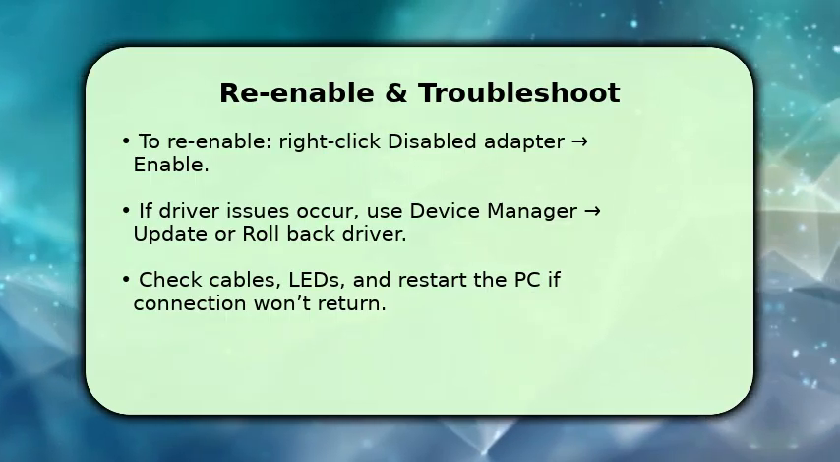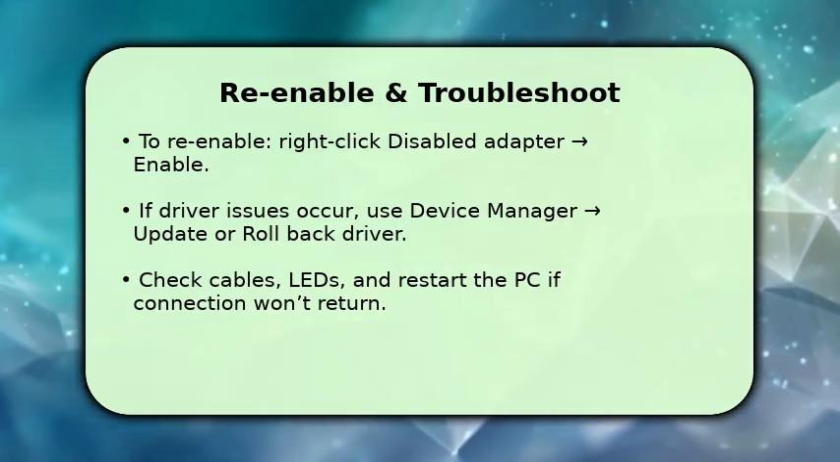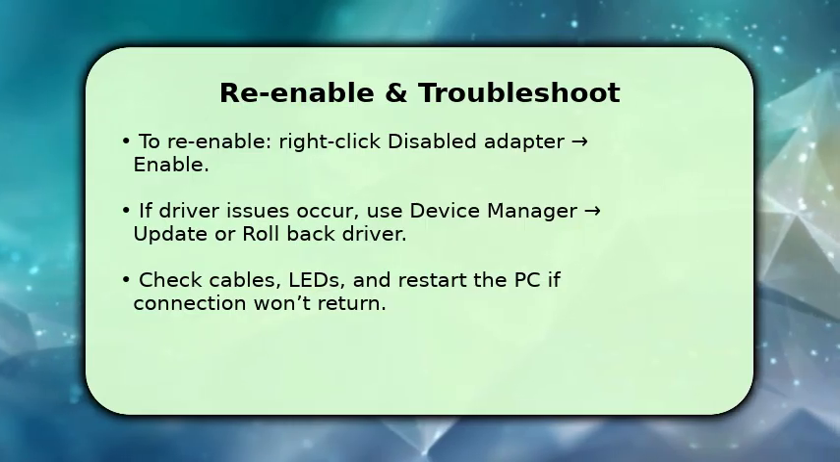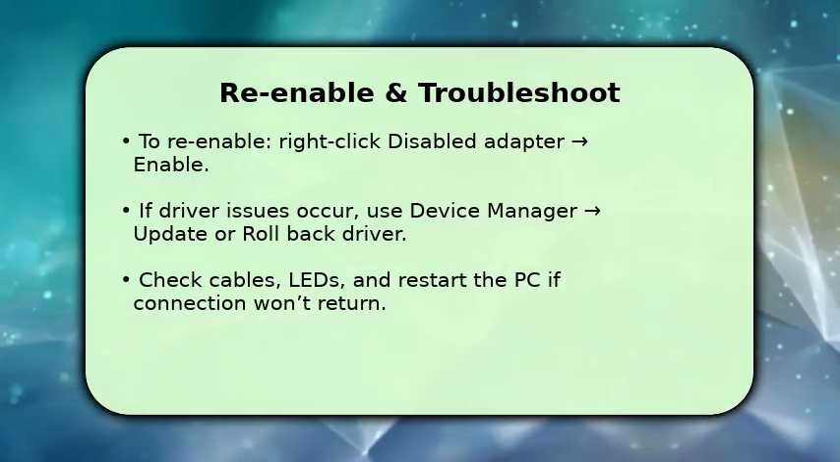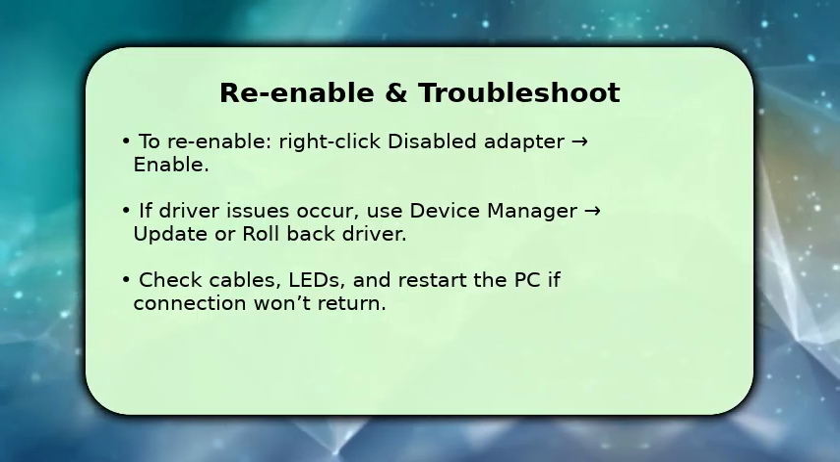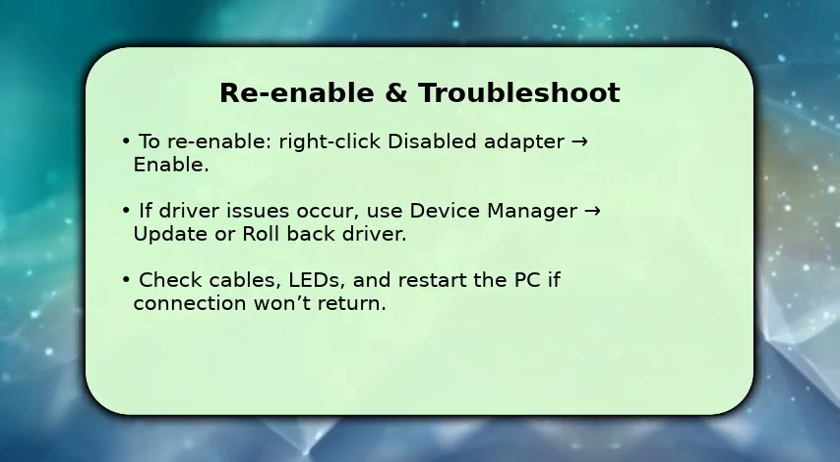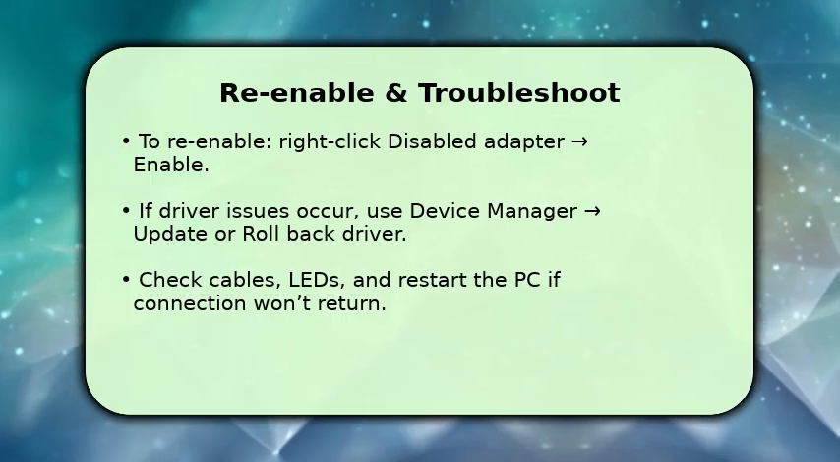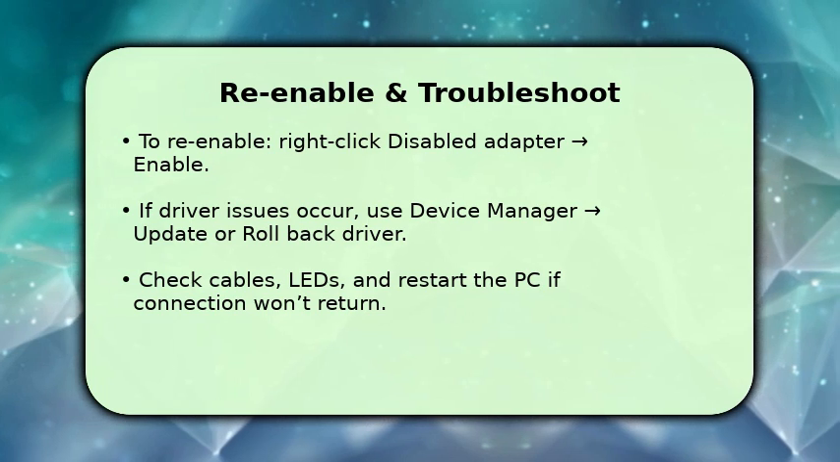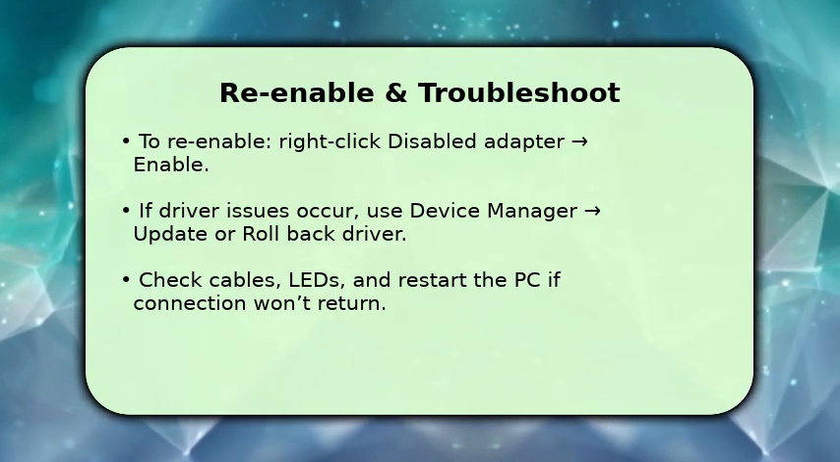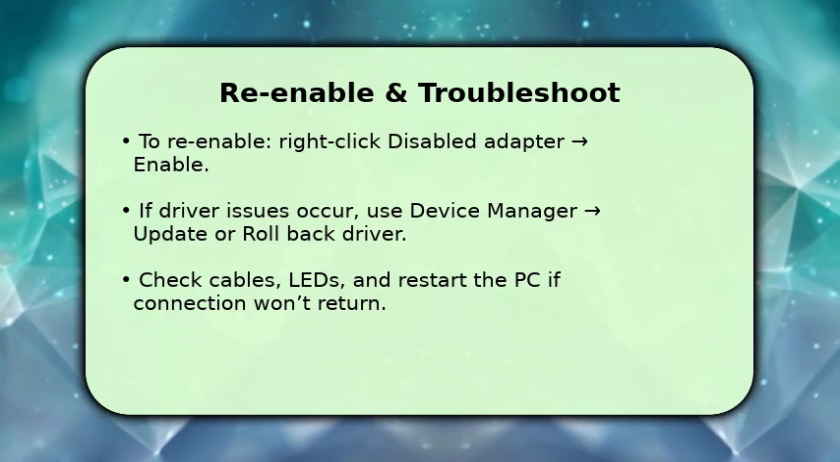If enabling fails or the adapter shows issues, open Device Manager to update or roll back the network driver, because driver corruption often blocks the interface. Also check physical items, Ethernet cable, port LEDs, and switch status, and reboot the computer to clear transient errors. If problems persist, run Windows Network Troubleshooter to get guided fixes and logs you can follow.